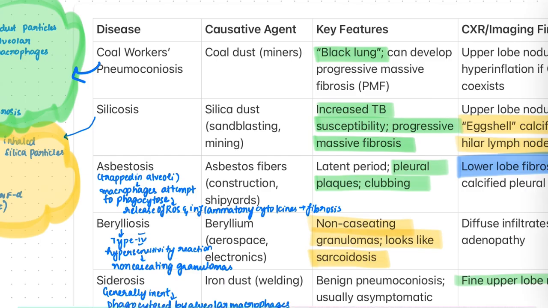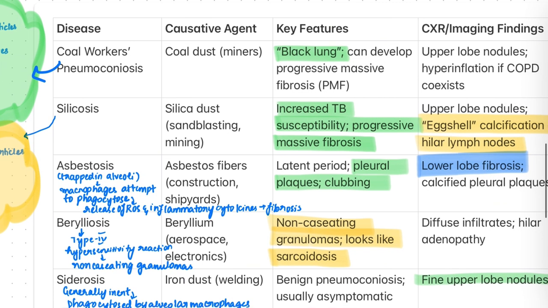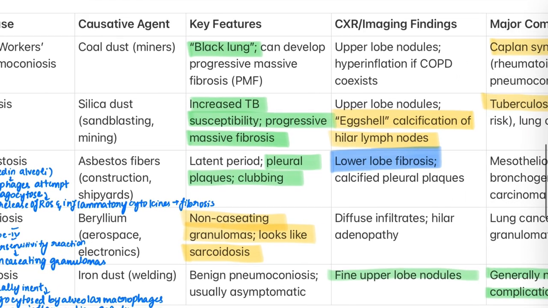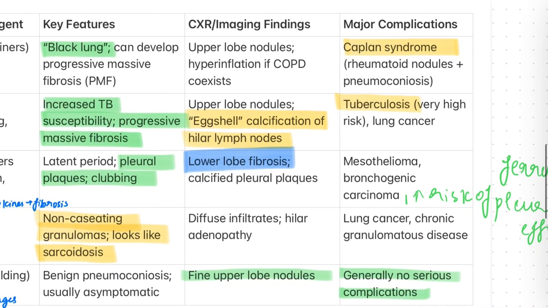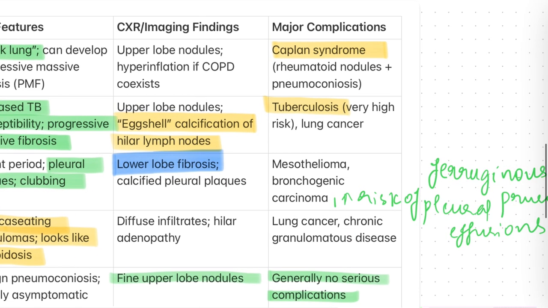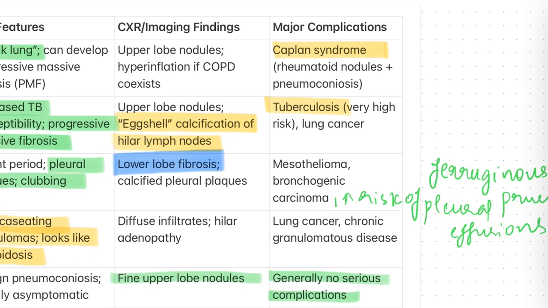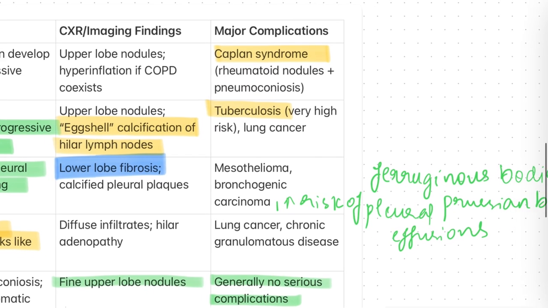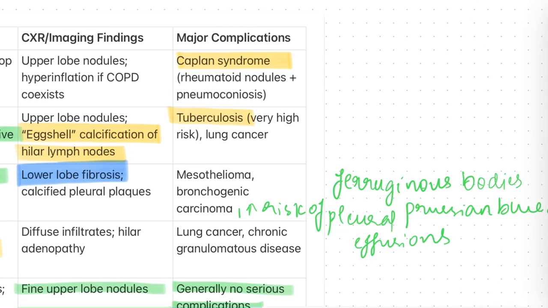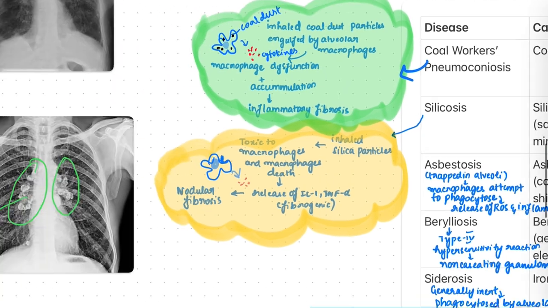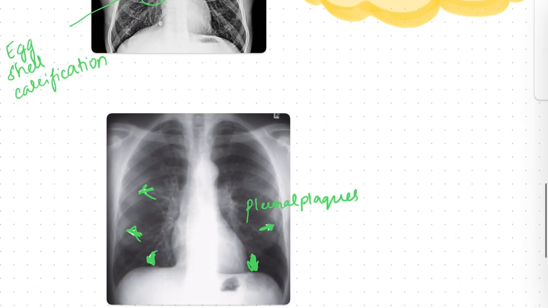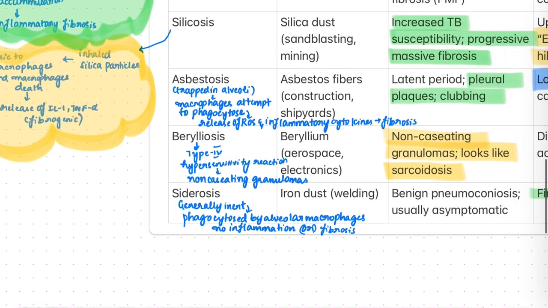The features we can see are pleural plaques and also clubbing. Here there is lower lobe fibrosis, in contrast to other pneumoconiosis, and we can also see calcified pleural plaques. The complications are mesothelioma and bronchogenic carcinoma, and there is increased risk of pleural effusions. We can also see ferruginous bodies on bronchoalveolar lavage, and these stain with Prussian blue stain. In this X-ray picture we can see the pleural plaques.